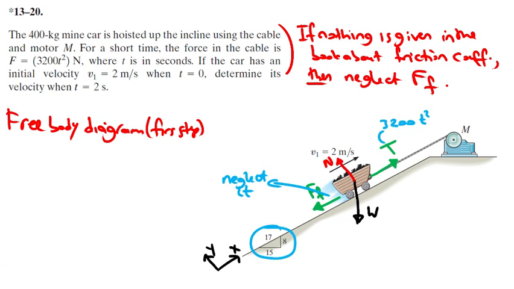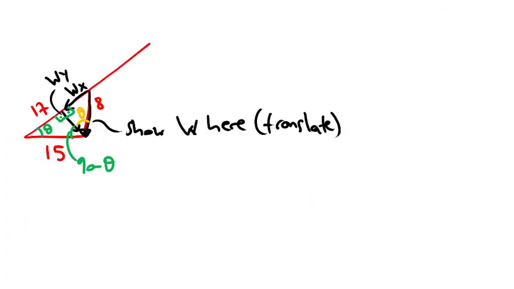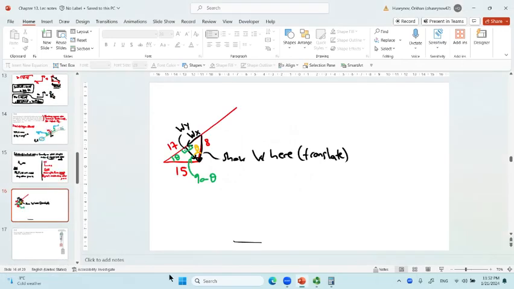Time to write the forces. So I will have the forces in the x direction, that will be max, and then the forces in the y direction, and then I will not put any acceleration there, because the acceleration is 0 in the y direction since I believe that it cannot move. So let's try and then solve it. Let me add one more slide here.